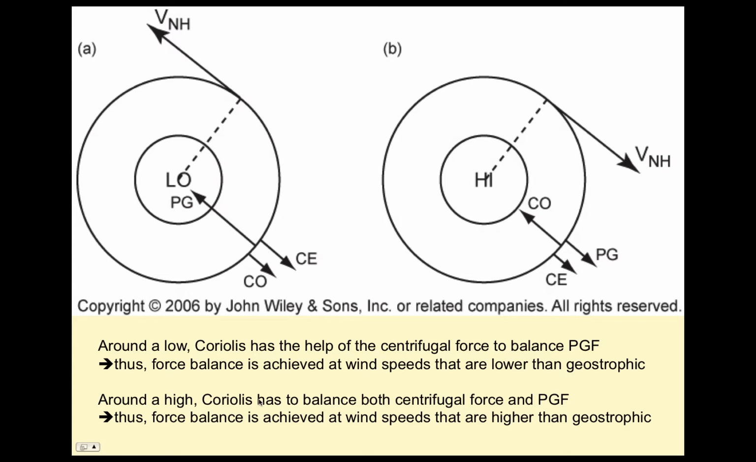So the force balance is only achieved at wind speeds that are slightly higher than geostrophic values. So anytime wind turns around clockwise in the northern hemisphere, it goes a little bit faster than it would if it was going in a straight line. Anytime it turns counterclockwise, it goes a little bit slower than it would if it was going in a straight line.